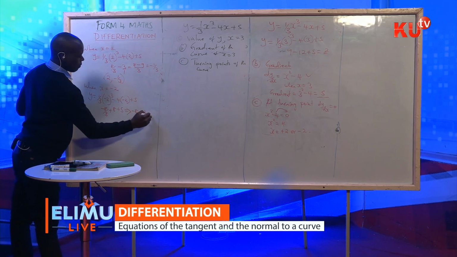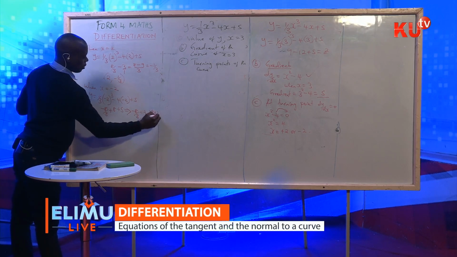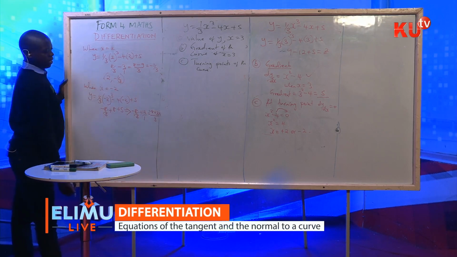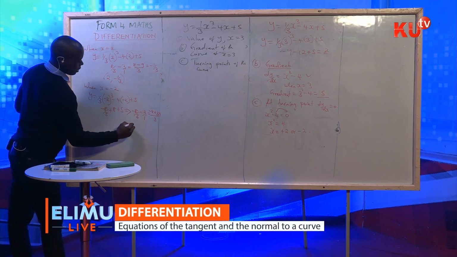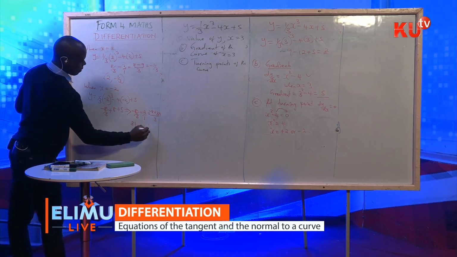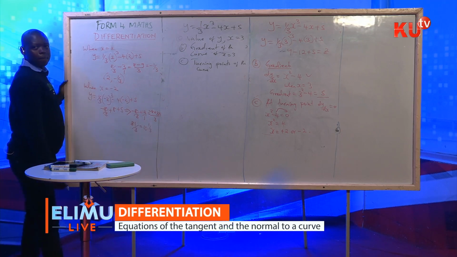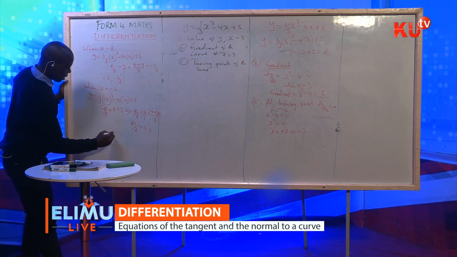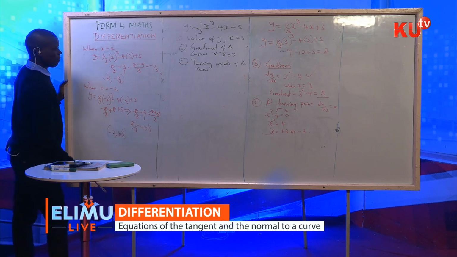13 is over 1, therefore the LCM is 3. That is negative 8 plus 39. That is 31 over 3, which is 10 and a third. So what is the point? Negative 2, 10 and a third.